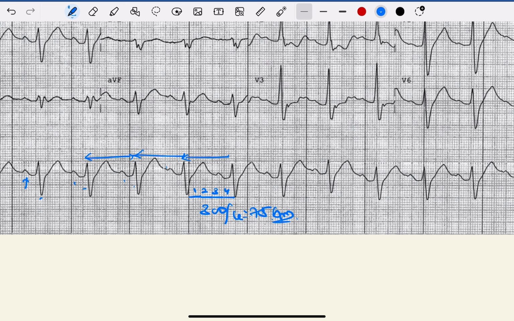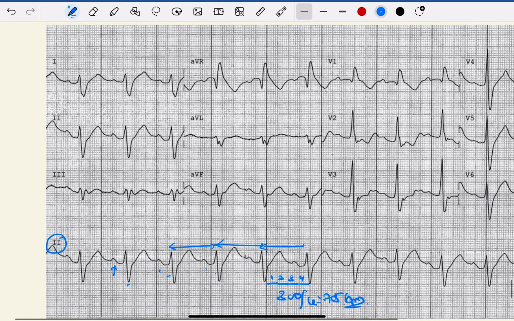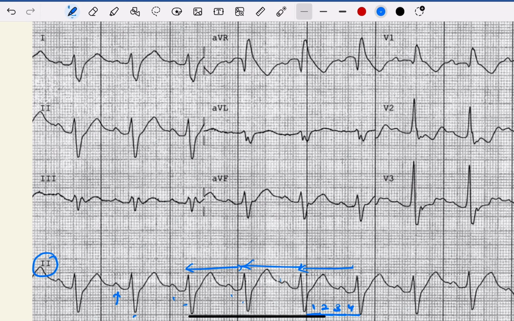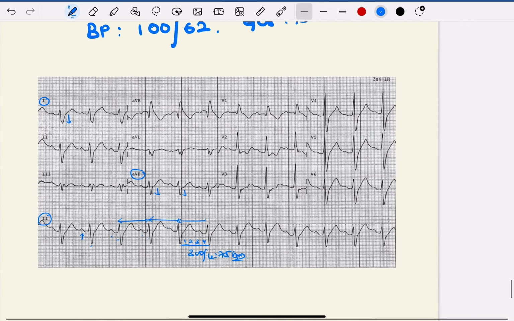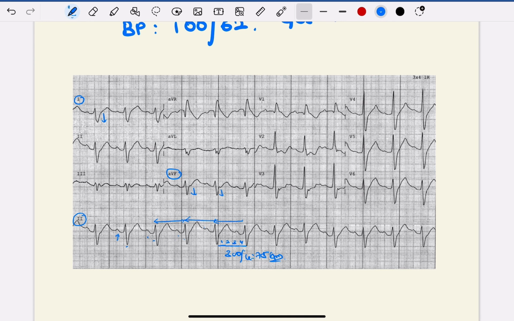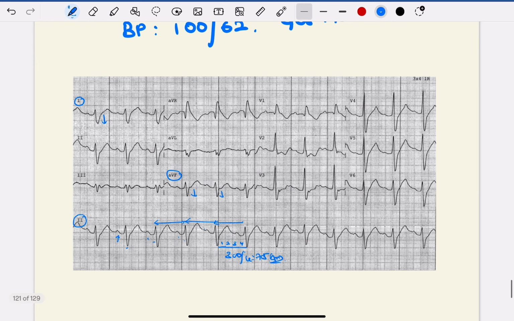Next, the axis. For that you have to look at lead 1 and lead AVF. Here lead 1 is predominantly negative, and lead AVF is also predominantly negative, so both are going in a negative direction. That means it is extreme axis deviation, or northwest axis. It is also pointed to by the dominant R wave in AVR. A dominant R wave in AVR again suggests a northwest axis, or rightward axis deviation of the terminal QRS.